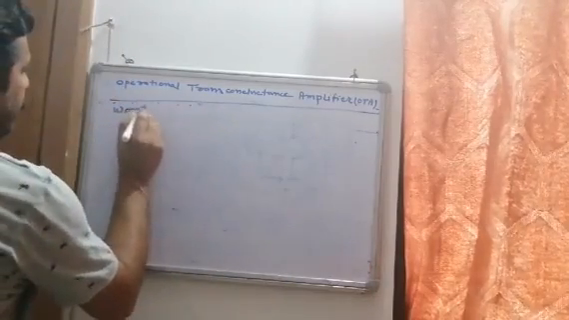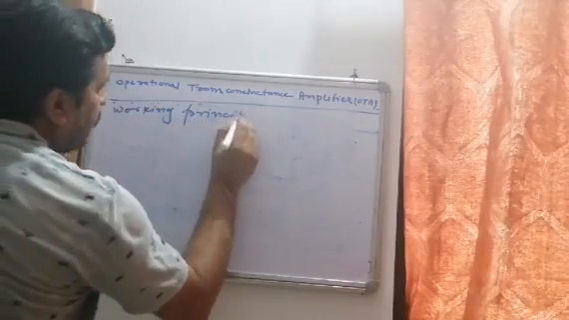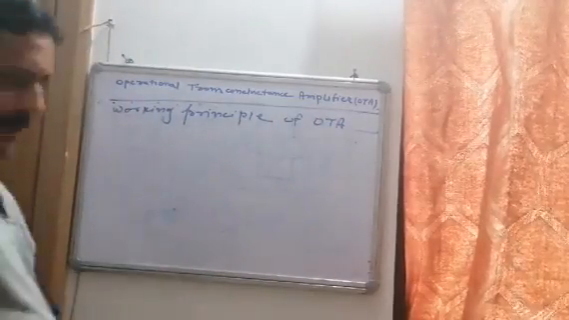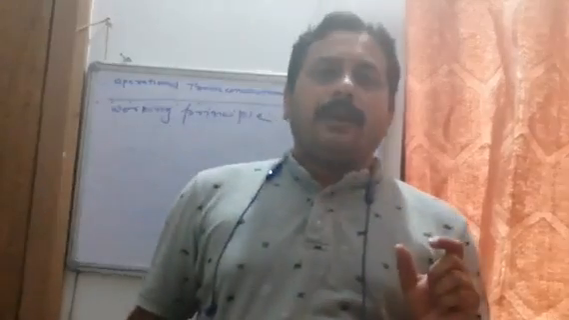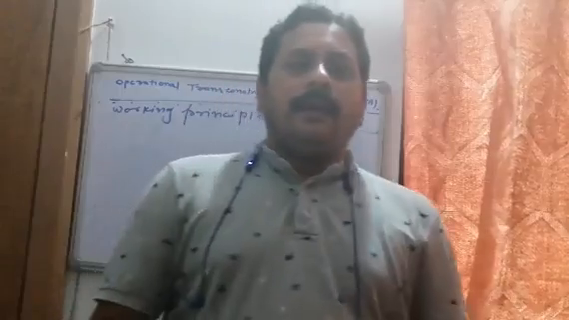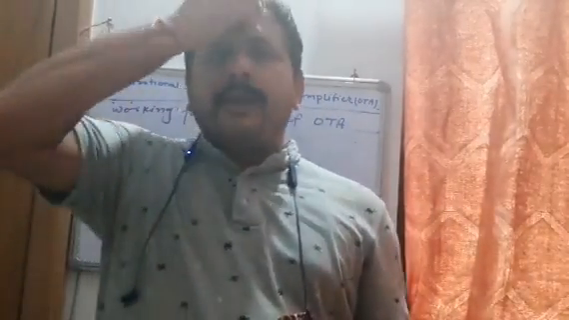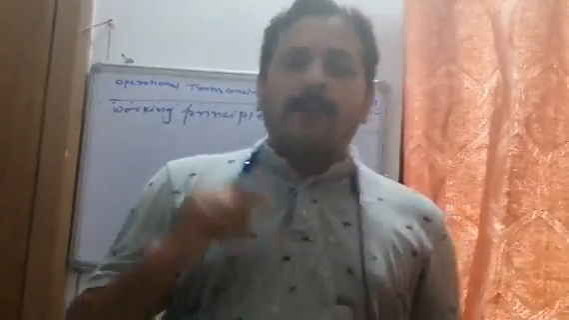Working principle of OTA. As I discussed, OTAs behave like a voltage controlled current source. It means input is a voltage and output is a current. So we can say the output current I naught depends upon the difference of input voltage, or it is proportional to the input voltage.